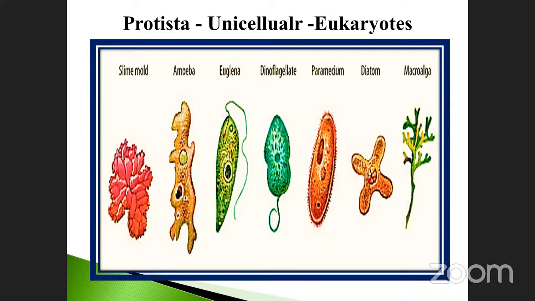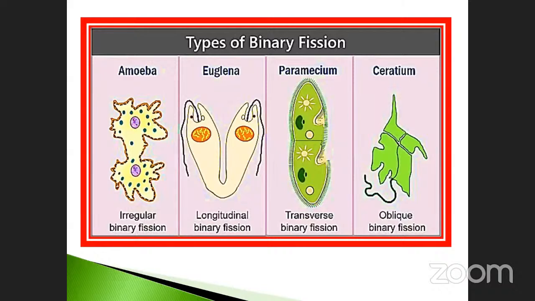Paramecium we already discussed. Diatom is otherwise called golden algae. And macroalga means the biggest one; macro means large in size compared to other algae. Okay, and then see the types of binary fission. Amoeba shows irregular binary fission. There are two different kinds of binary fission: one is irregular binary fission and the second is longitudinal. In longitudinal, the axis divides into two.